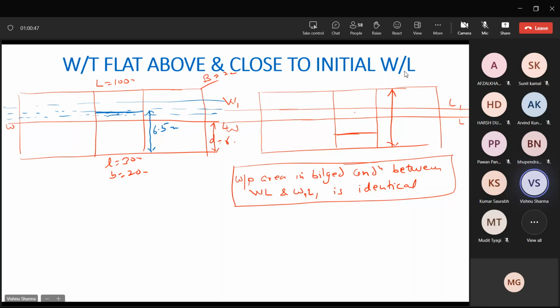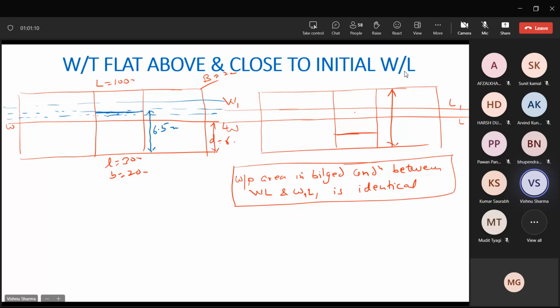And hence I cannot draw the W1L1. And if I cannot draw the W1L1 without knowing where it is to be drawn, then I cannot visualize the water plane area in the bilged condition. And if I cannot visualize the bilged condition water plane, I cannot solve the question.